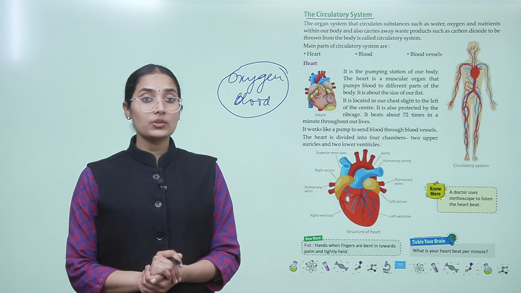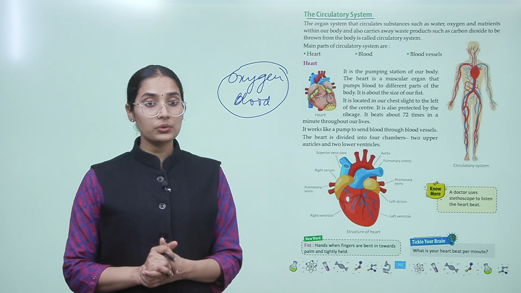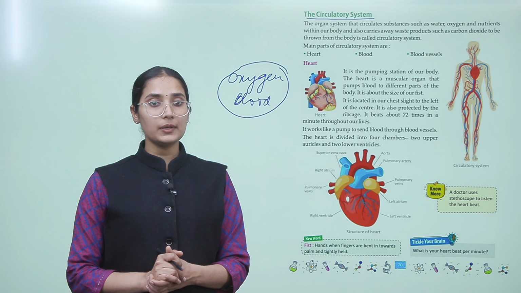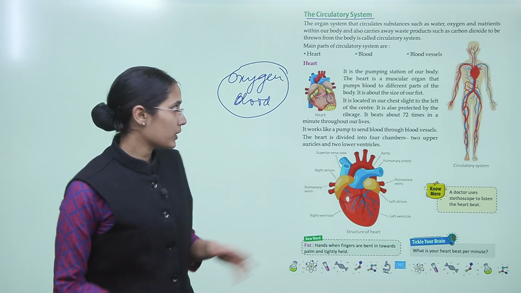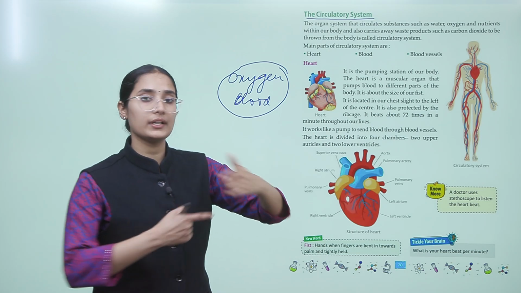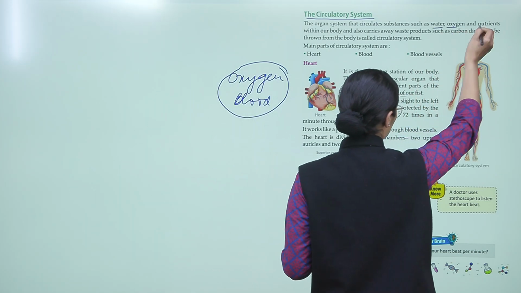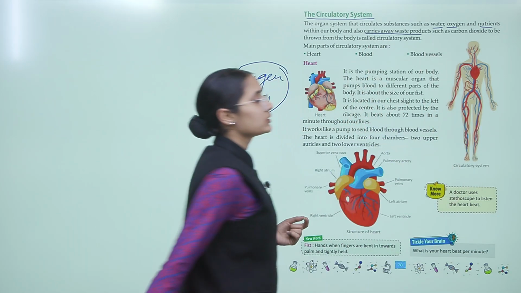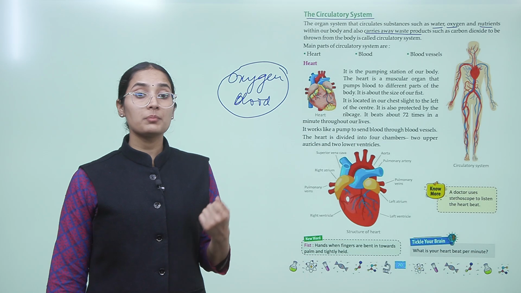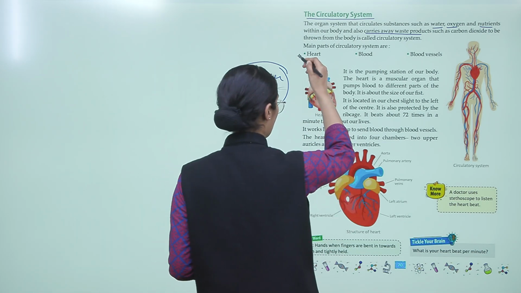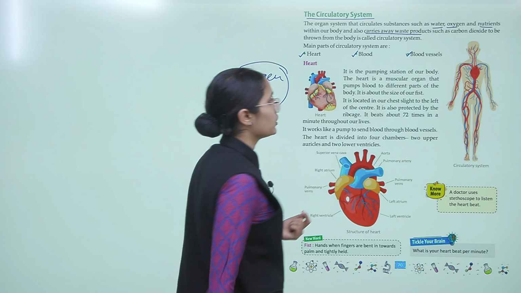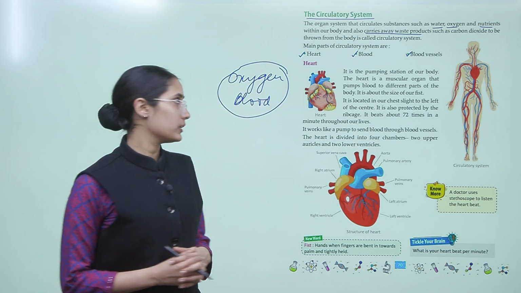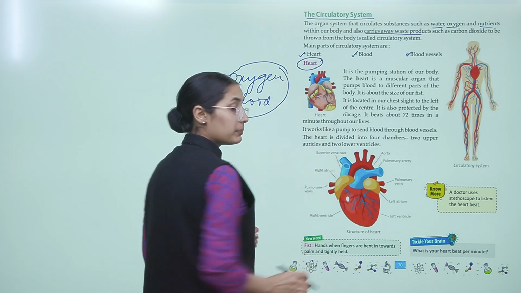The organ system that circulates substances such as water, oxygen and nutrients within our body and also carries away waste products such as carbon dioxide to be thrown away from the body is called the circulatory system, okay? The main parts of the system are the heart, blood and the blood vessels, okay? The heart is the pumping station of our body.